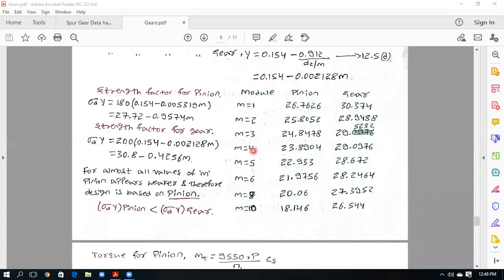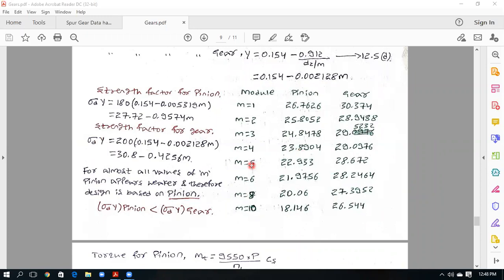That's why what I have done, I have taken up to 10. For m is equal to 4, I substitute that. Here also you can see that in the pinion I'm getting the strength factor as 23.89, whereas here it is 20. In this case the gear is stronger whereas the pinion is weaker.